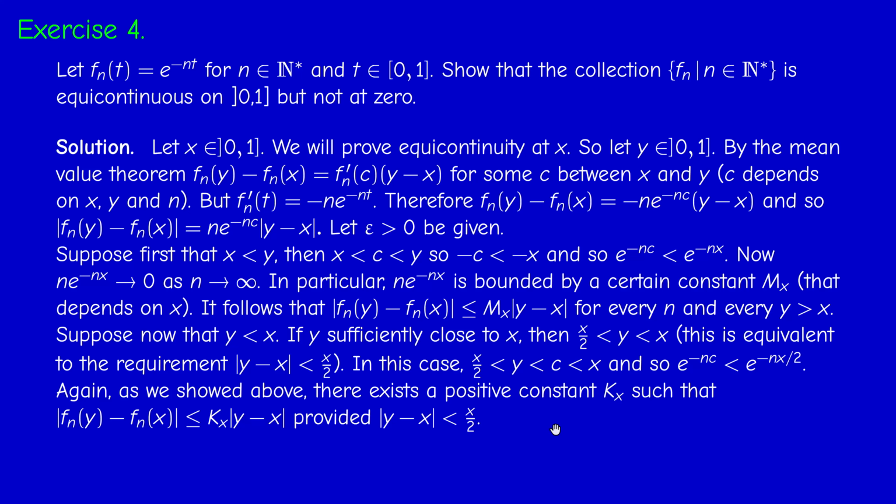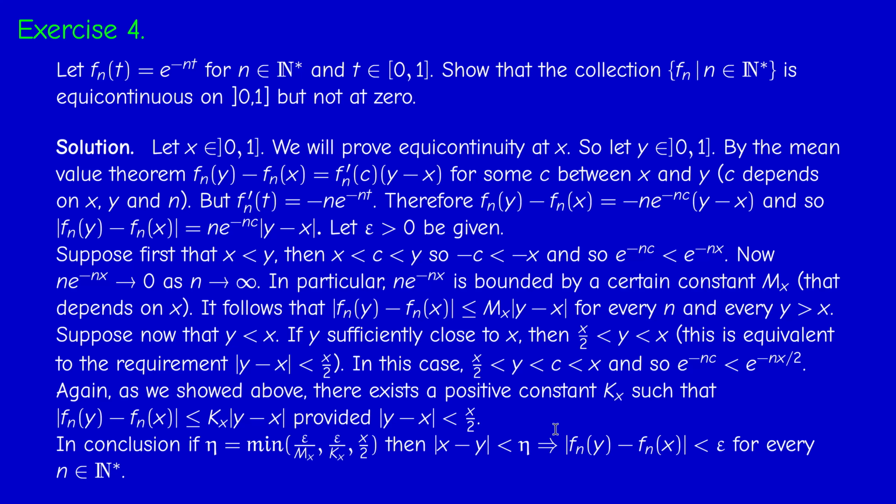So now I just have to put everything together. If I take eta to be less than x over 2, because I need this, and less than epsilon over mx, and less than epsilon over kx, so it's less than the minimum. If eta is less than the minimum, and |x minus y| is less than eta, so I go back to this condition, then |fn(y) minus fn(x)| will be less than epsilon. Okay, and this is true for every n.